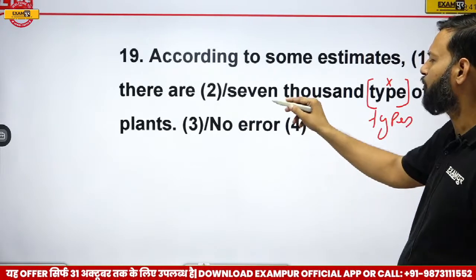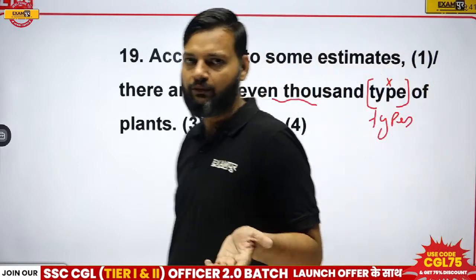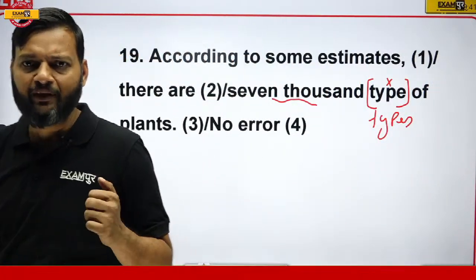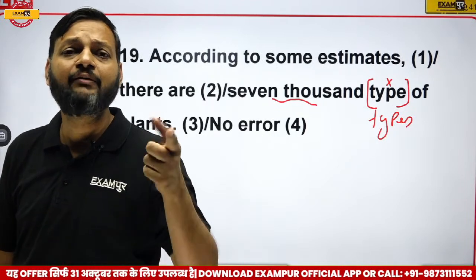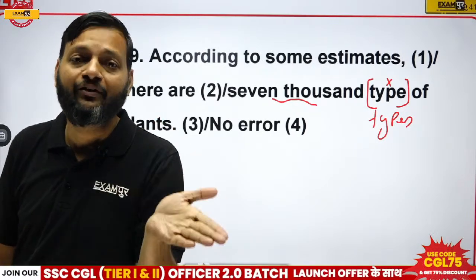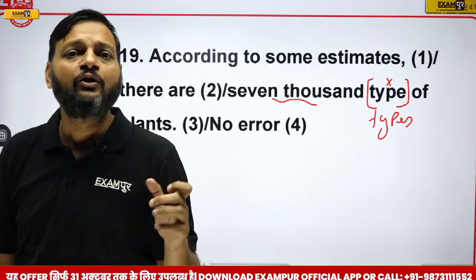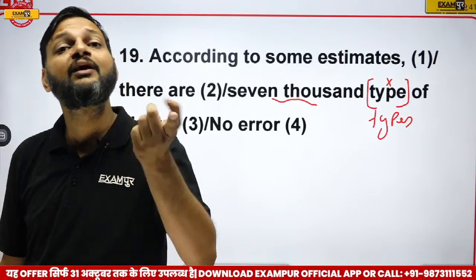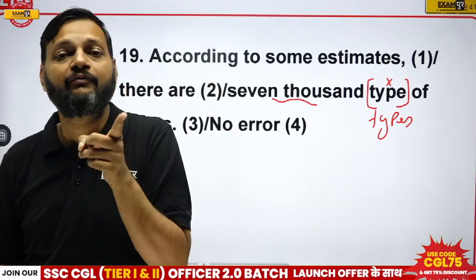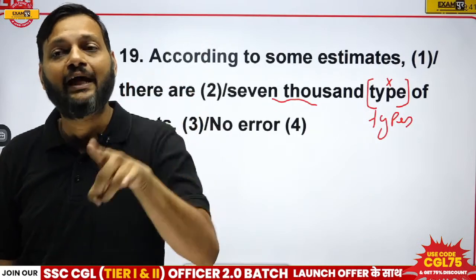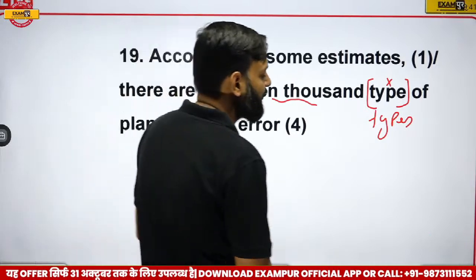Because we are talking about 7,000, and if something is more than one, it should be plural, no? We write one boy, but two boys. So if anything is more than one, it should be plural. Here we are talking about 7,000 types. We are not talking about just one type. So type will be replaced by types.